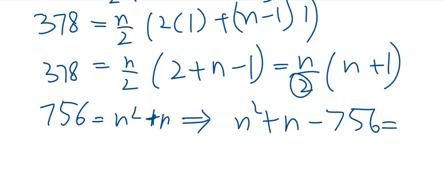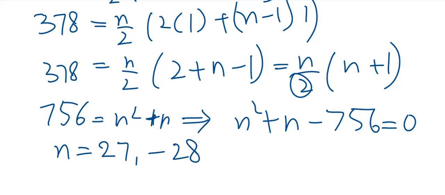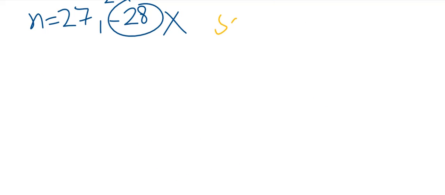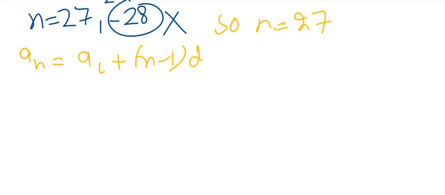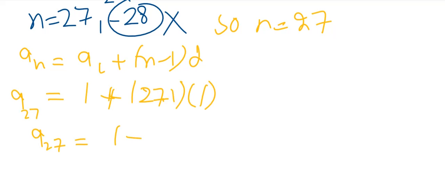We will solve this by using the quadratic formula, and then we will get n equal to 27 and minus 28, and we know that n can never be negative, so we will not take this value. So n is equal to 27. Now we will use this n and put it in the formula a1 plus n minus 1 into d to find the number of trees in the base row, which is equal to 1 plus 26, which is 27.